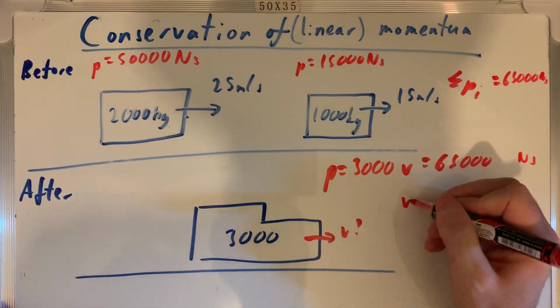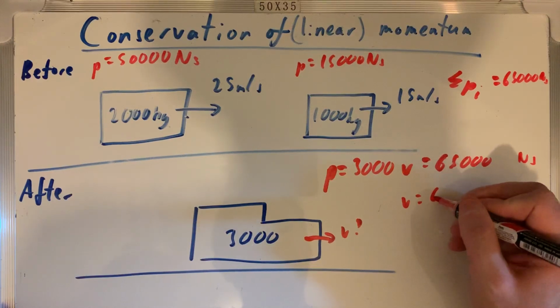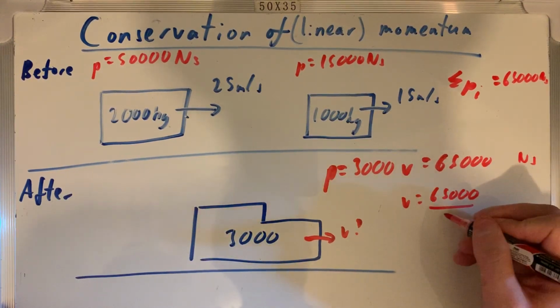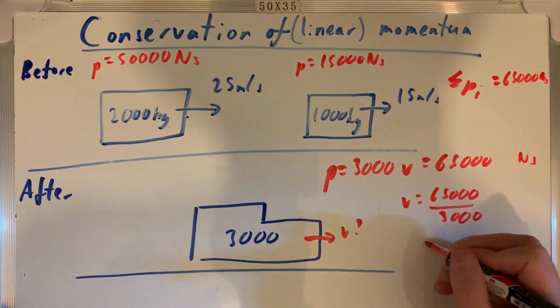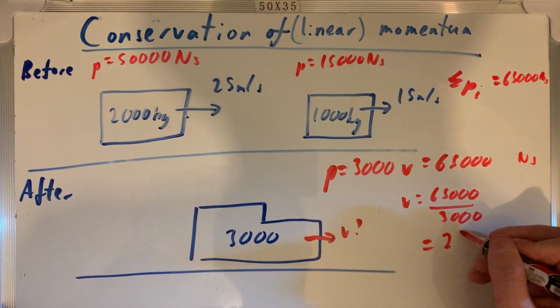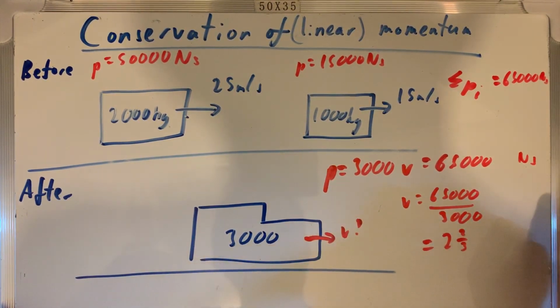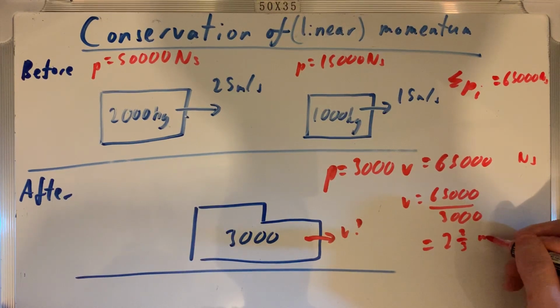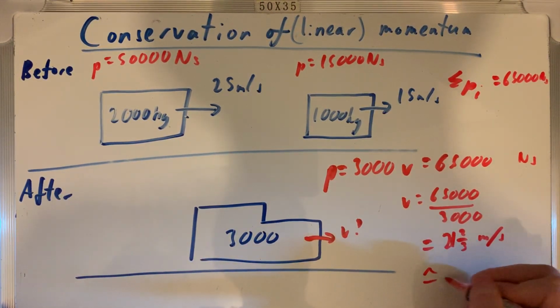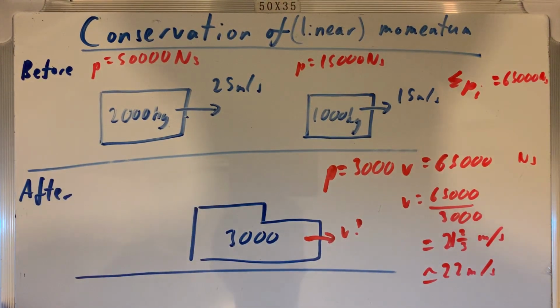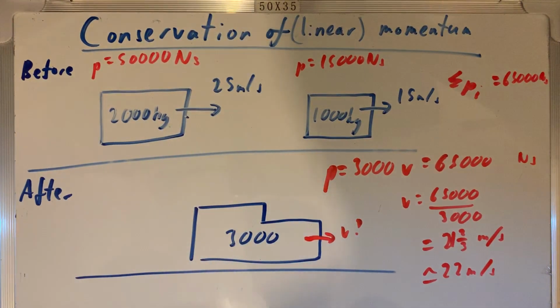So v is 65,000 over 3,000, so that's 21 and 2/3, that was 21 and 2/3 of a meter per second. Let's round that to 22 meters per second. If you think about it, that seems about right.